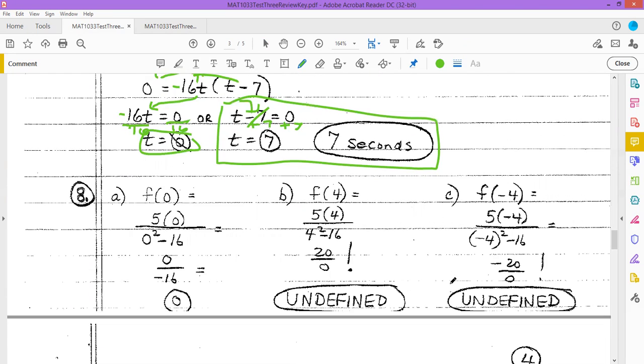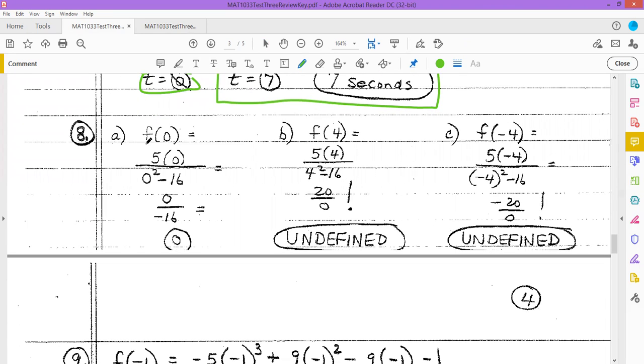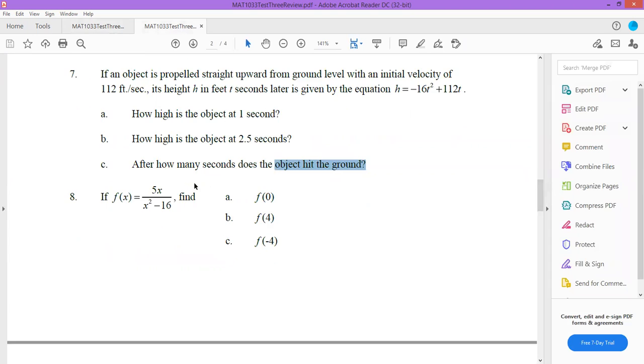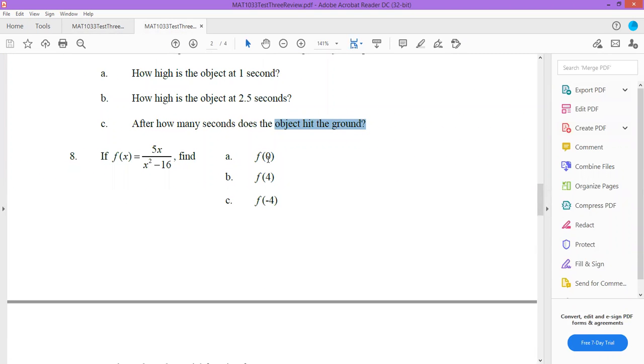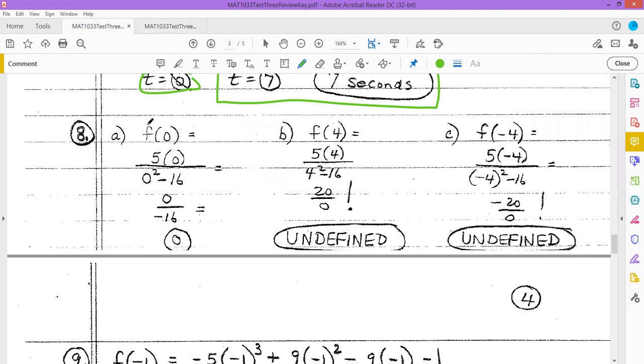Let's look at number 8, letter A. You're asked to find f of 0, letter B, f of 4, letter C, f of negative 4. And you're using this function, 5x divided by x squared minus 16. So to find f of 0, we're substituting 0 for x. In our numerator, we have 5 times 0, that's just 0. In the denominator, we have 0 squared minus 16. That's just minus 16. And 0 divided by minus 16 gives us 0.